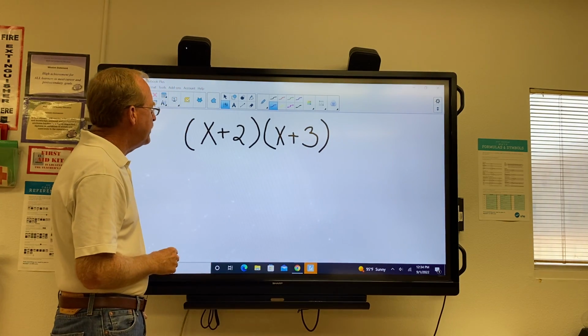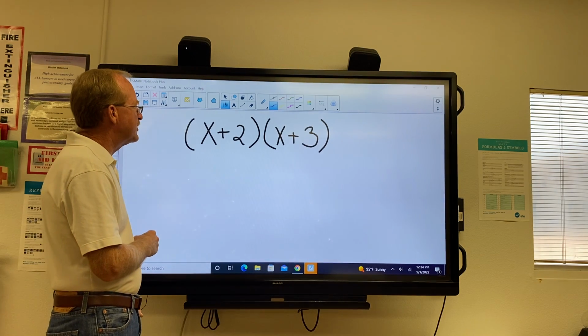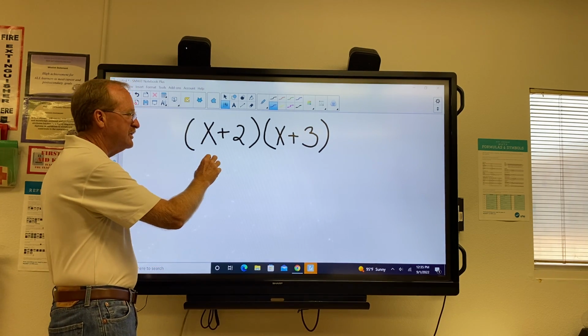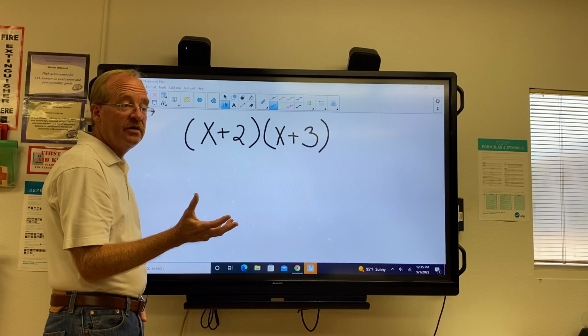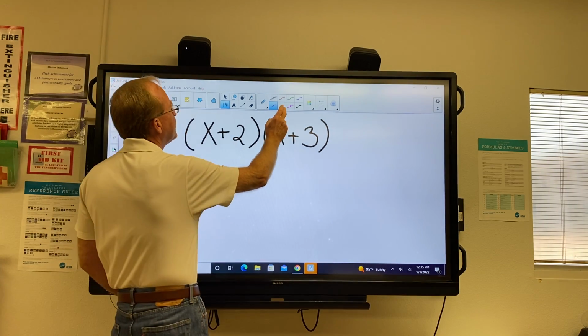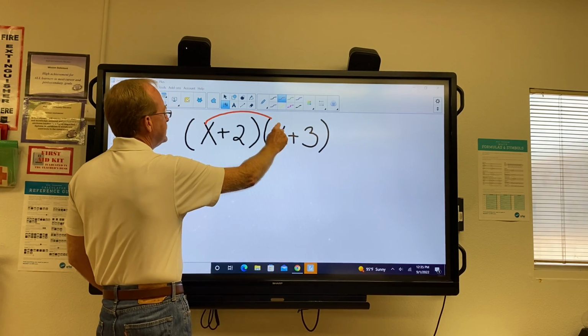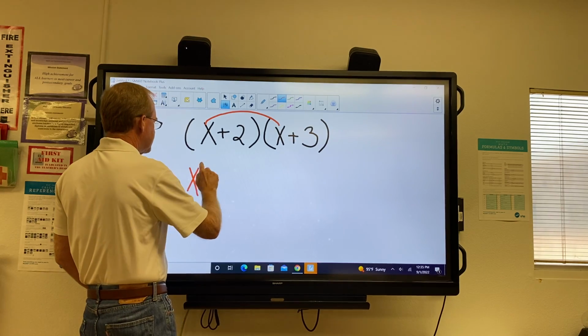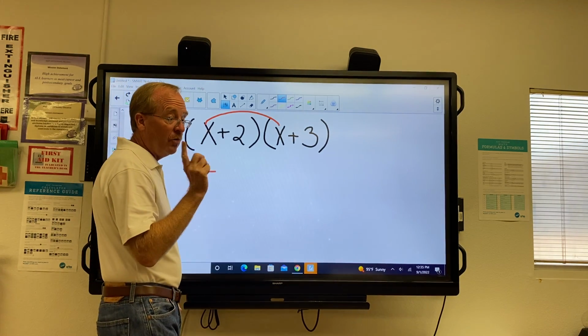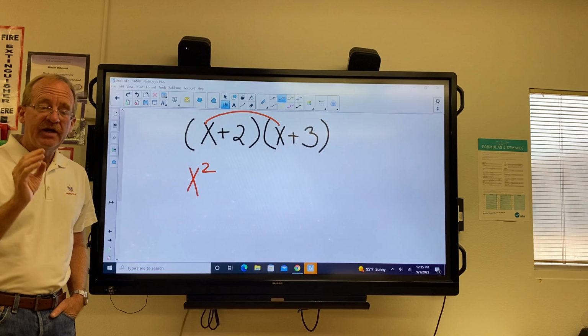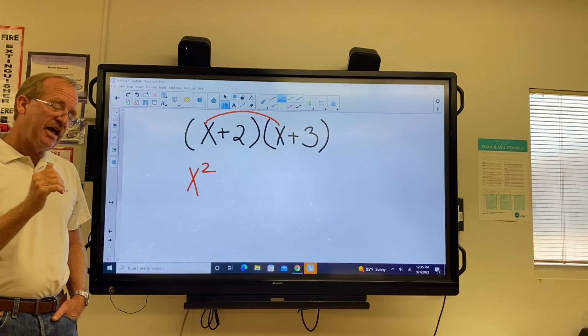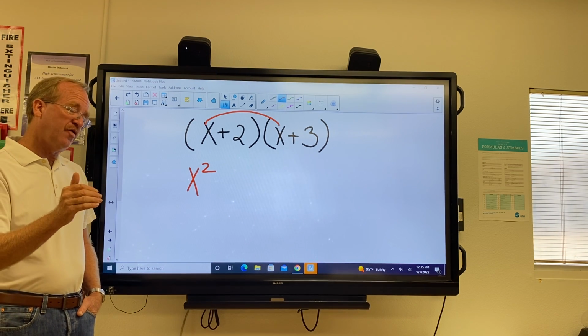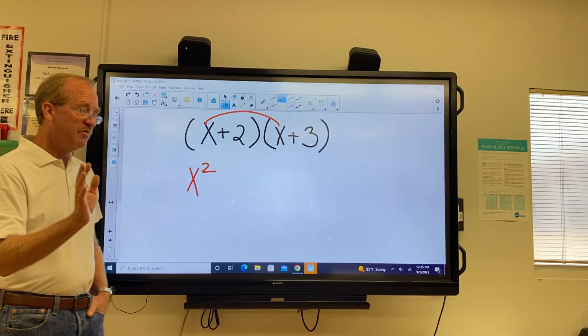Let's just say, for example, we had (x plus 2) and (x plus 3). Now, x means that we don't know what that is, okay? But we can still multiply. X times x is x squared. Remember, it's not 2x. Don't make that mistake. When you multiply something against itself, it's x squared. Like 5 times 5 is 25. 5 times 5 is not 10.